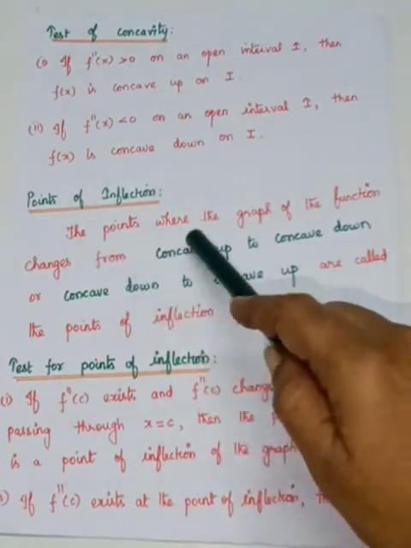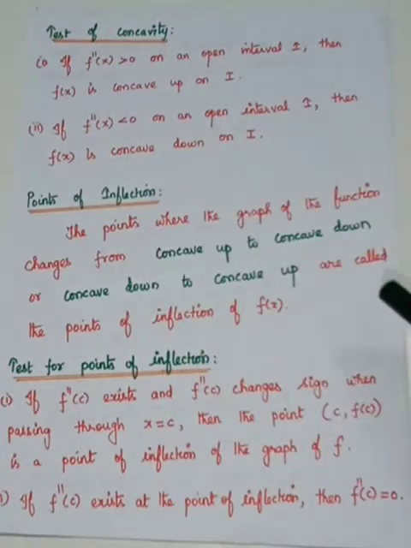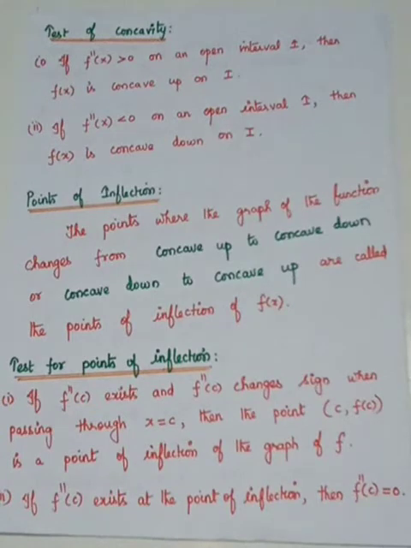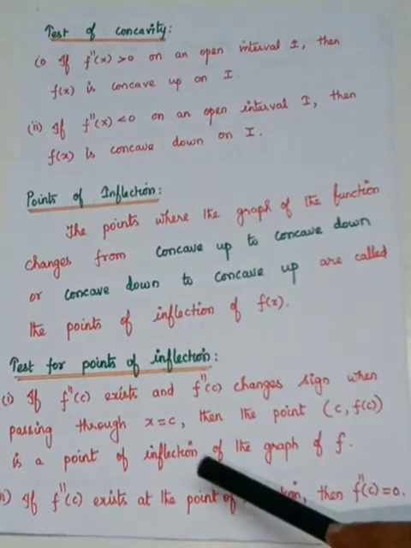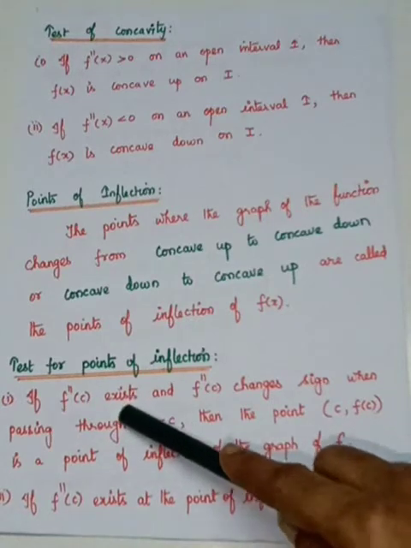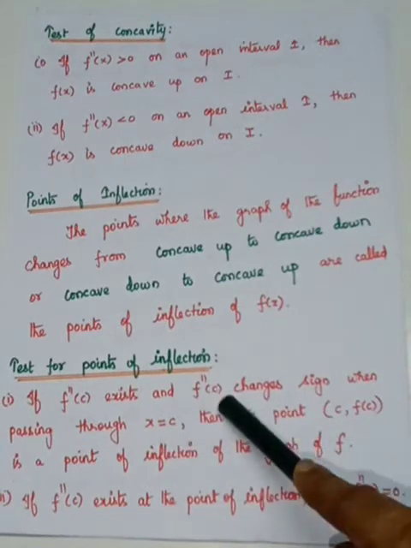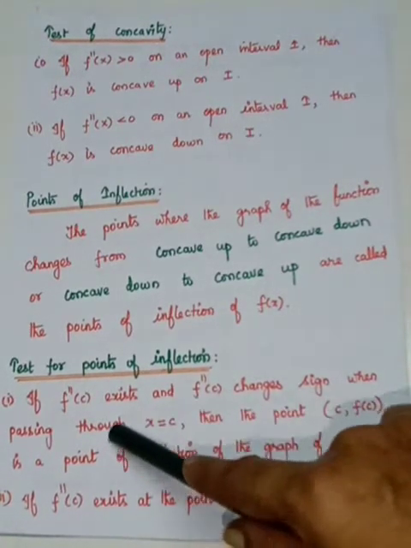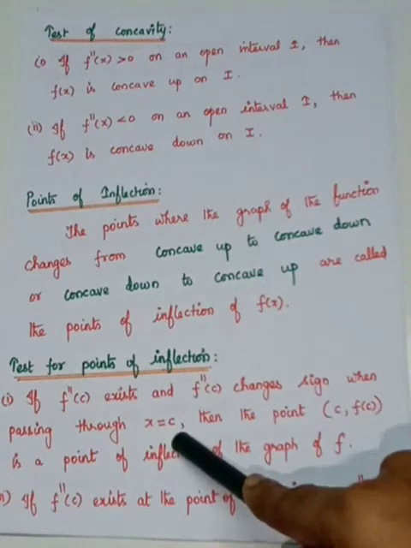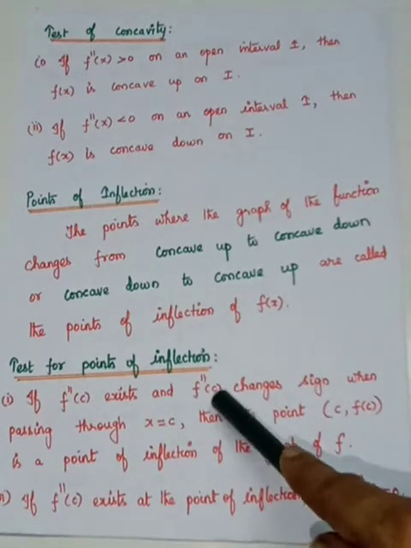So the points where the graph of the function changes from concave upward to concave downward or concave downward to concave upward. There should be a change before and after that point in the nature of the concavity. Those points are called points of inflection. To find the point of inflection, we have to check this. Suppose f double dash of c exists, that is, the second derivative exists at the point x equal to c, and f double dash of c changes its sign when passing through x equal to c. That means before x equal to c and after x equal to c, there is a change in the sign.